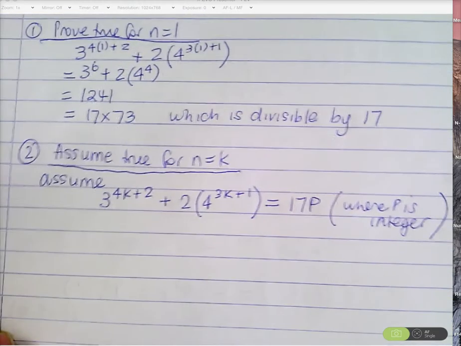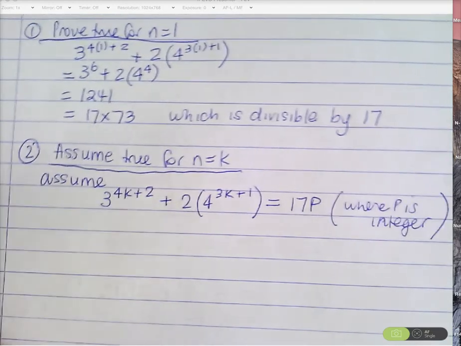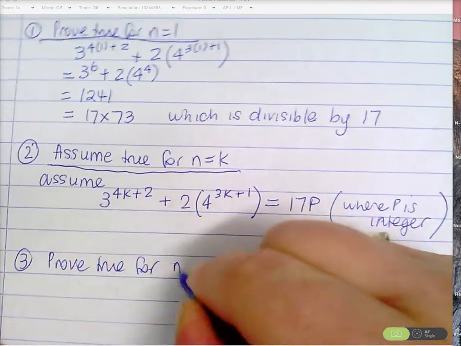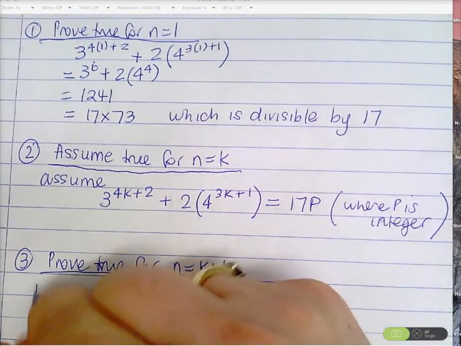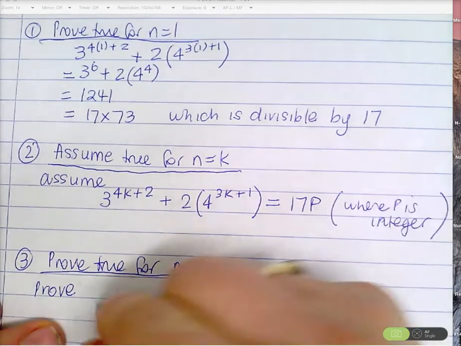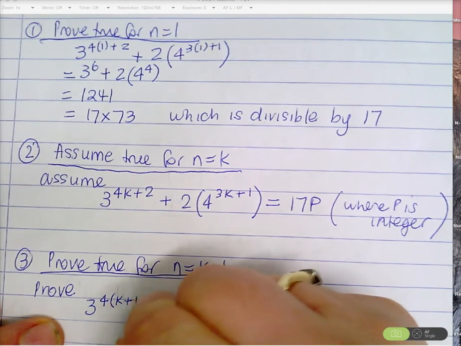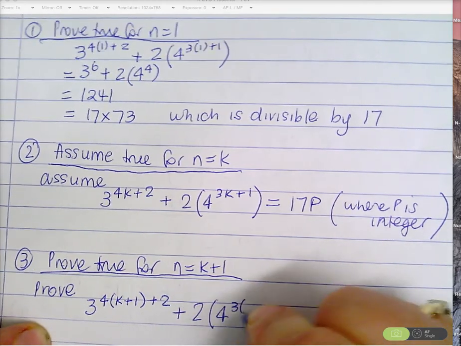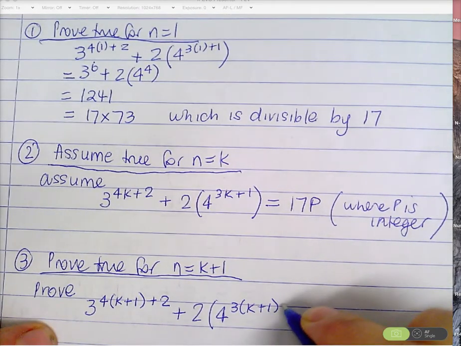I think you're probably going to do 3 to the 4k. I don't know if I'd be expanding that yet. Let's just see what happens. Prove true for n equals k plus 1. Let's hope this is not too hard. In other words, we're trying to prove that 3 to the 4 bracket k plus 1 plus 2, plus 2 times 4 to the 3 bracket k plus 1, plus 1, is divisible by 17.